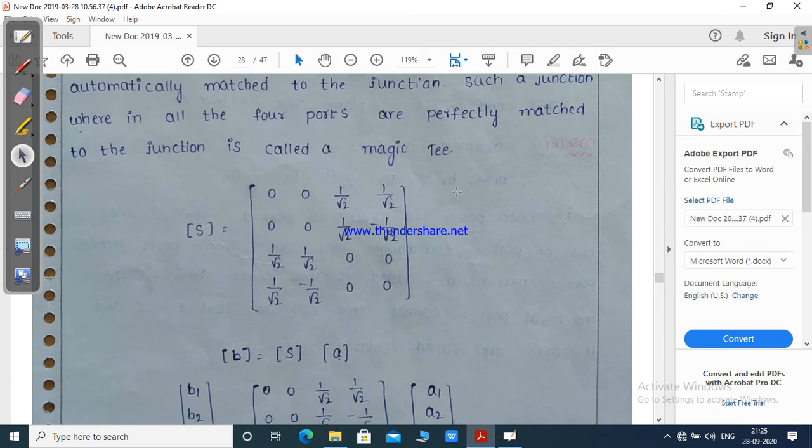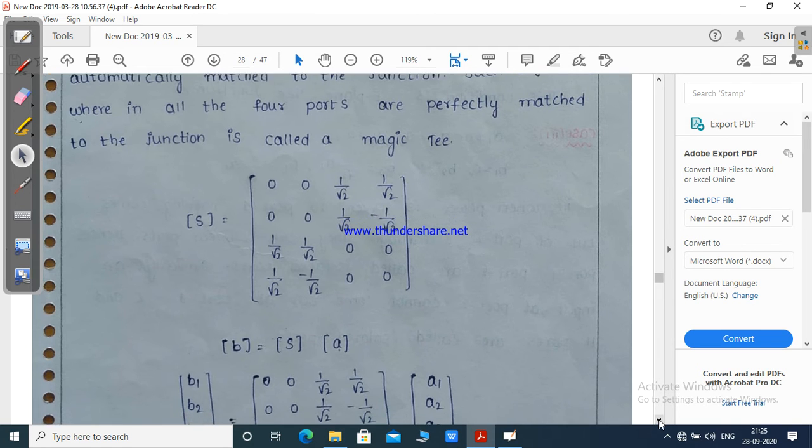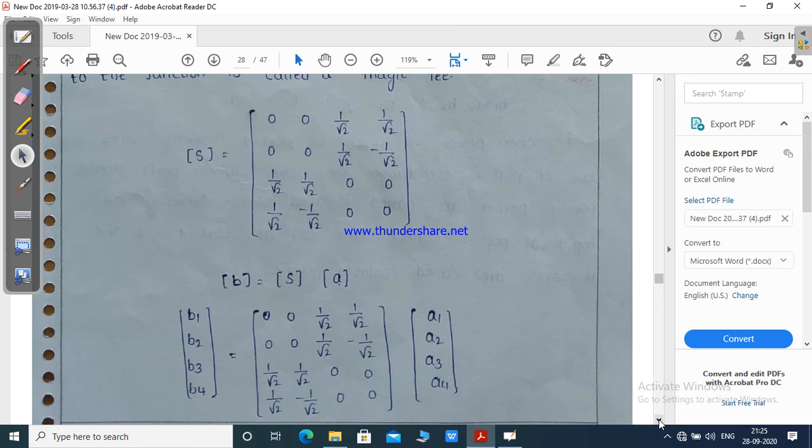I already posted this material to you, so you have to go through this. You have to simplify it, because it is an online class and using the open board is somewhat difficult for writing everything. Just go through this.